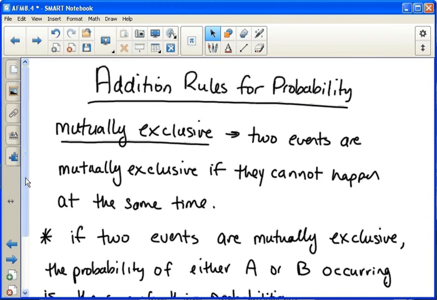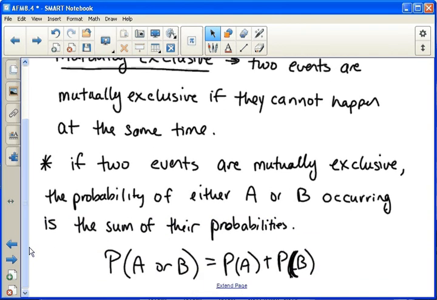If two events are mutually exclusive, the probability of either A or B occurring is the sum of their probabilities. So you can see there the probability of A or B is equal to the probability of A plus the probability of B. That's why this is called the addition rules, because whenever you have an "or," you tend to add.